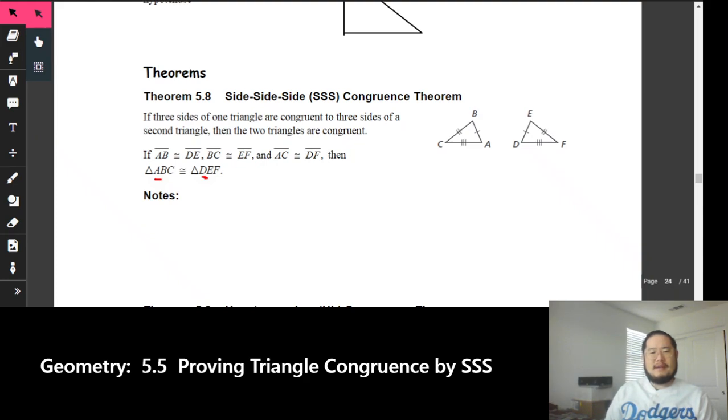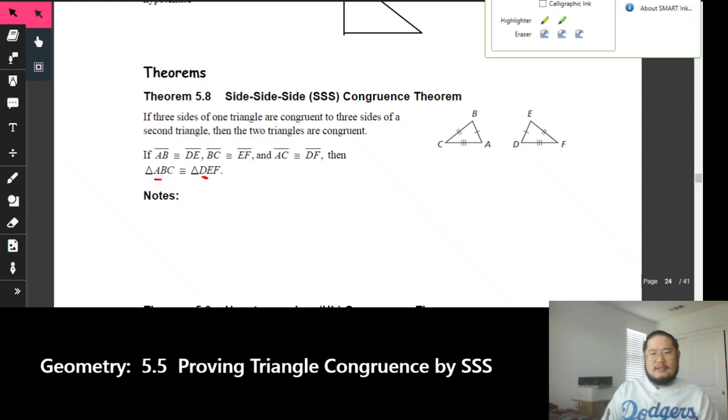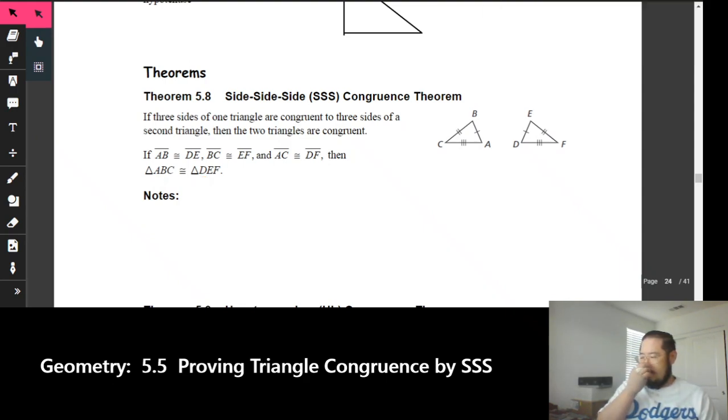Let me take that back. Sometimes the diagrams may look like they are congruent, but if the order of the letters is not the way they are written in our congruence statement, then the triangles are not congruent.